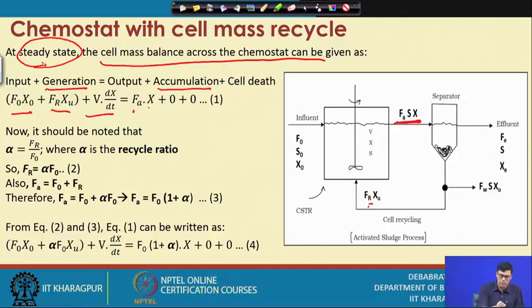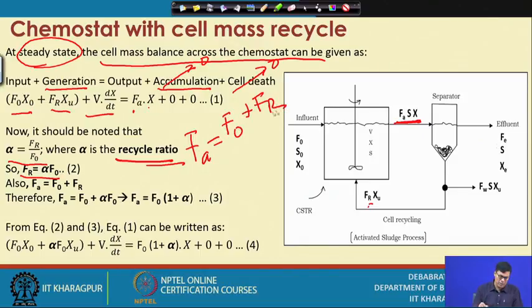Since we mentioned the steady state condition, we can assume the rate of accumulation is 0, and also that no cell death takes place. Then we write alpha equal to Fr by F0, and alpha is considered the recycle ratio. So Fr is equal to alpha into F0. Now F equal to F0 plus Fr, am I right? Then F0 plus alpha into F0; taking F0 common, I can write F0 into 1 plus alpha. This is exactly what is written here.